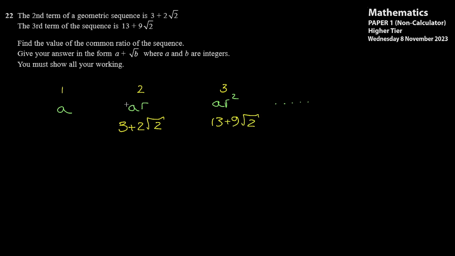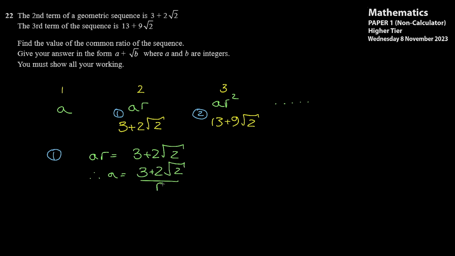So effectively we've got two simultaneous equations. An equation linking ar and its value, and a second equation, ar squared, also linking with its value. So if we set those two simultaneous equations up, we've got two equations, two unknowns, so they are solvable, and we need to solve for r. So therefore a is equal to 3 plus 2 root 2 over r. So what we need to do now is put our rearranged equation 1 into equation 2.